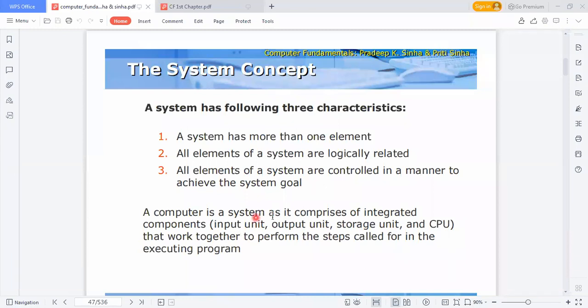A computer is a system as it comprises all integrated components. That means the input unit, output unit, storage unit, and CPU work together to perform the steps called executing a program.